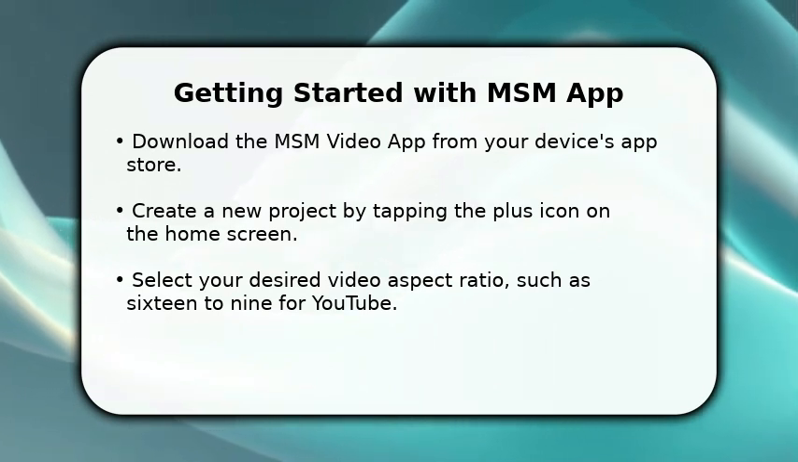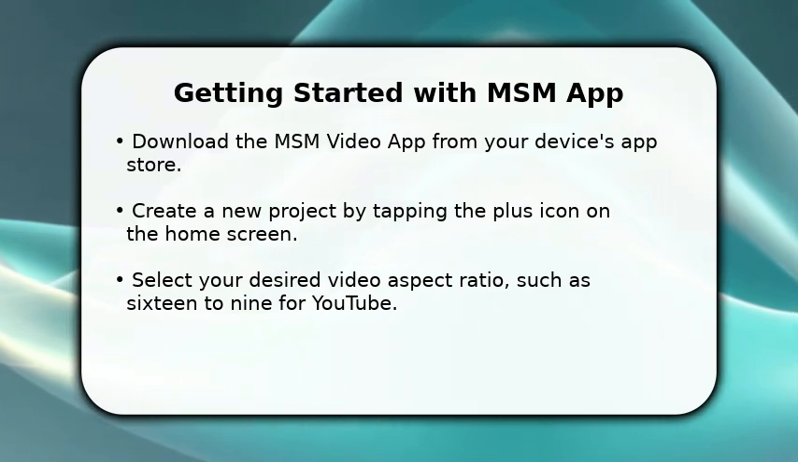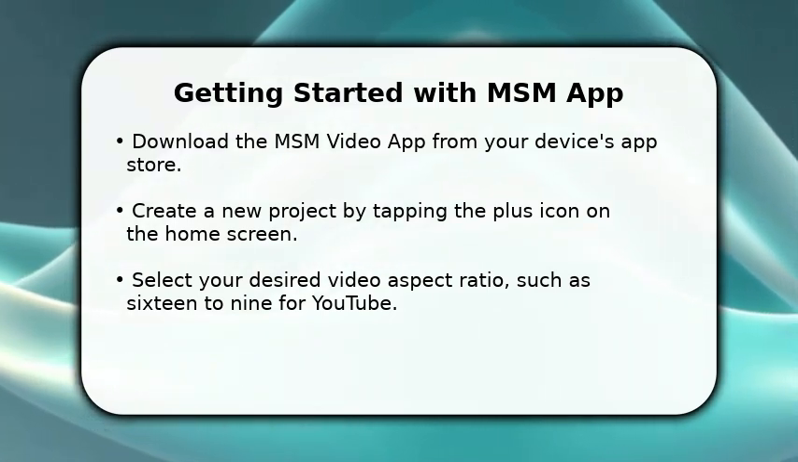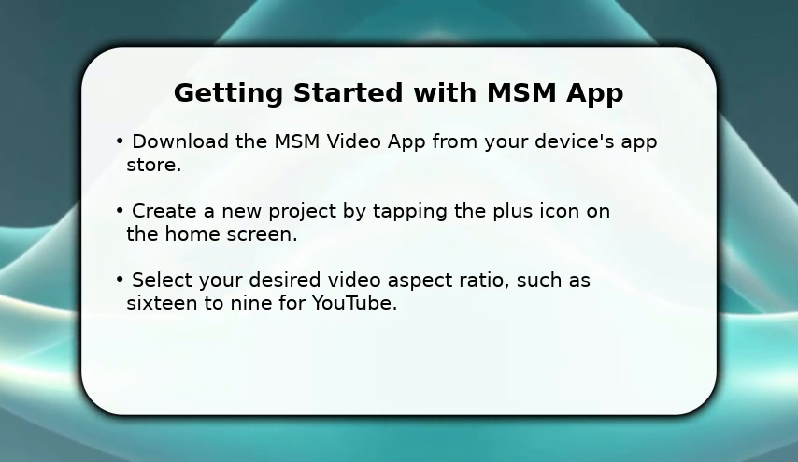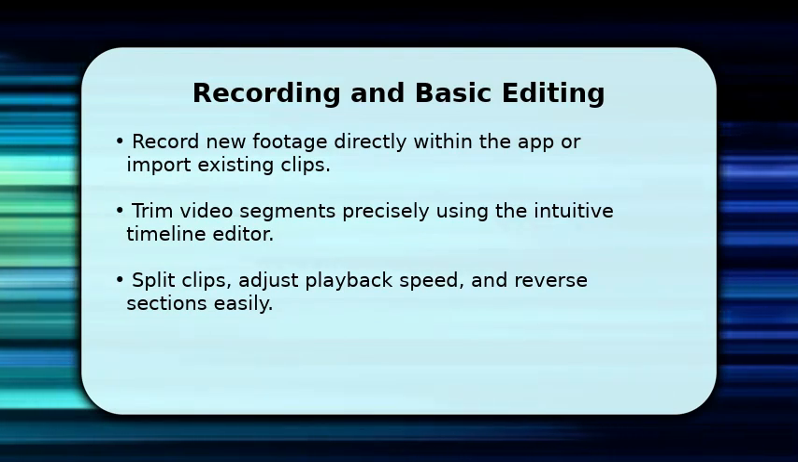Next, choose your preferred video dimensions, like a standard 16:9 ratio for wide screens or a 1:1 for social media posts. This sets up your canvas for editing. Once your project is open, you can either record new video directly using your device's camera through the app or import existing footage from your gallery.